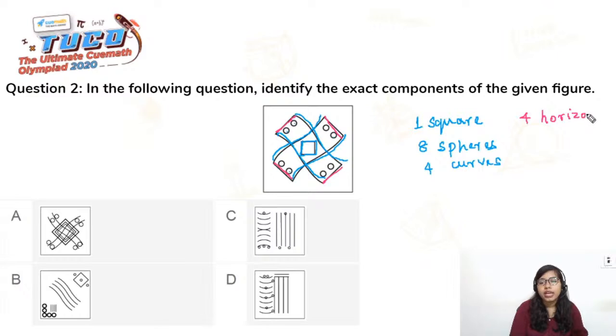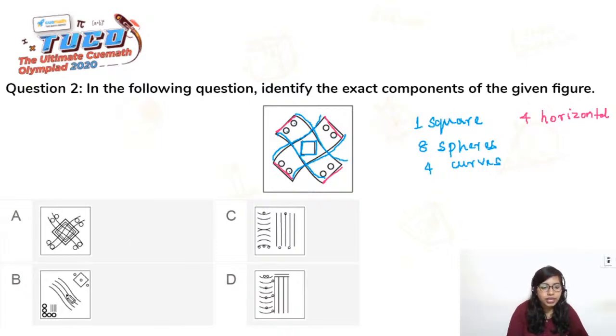Okay. Now, based on all of these categories, we are going to see which among option A, B, C, and D has all of these. One square. So in option A, if you see, we have more than one square, and also we do not see any horizontal lines. So here itself, your answer is failing because you do not have horizontal lines.